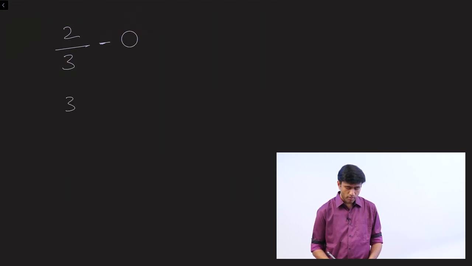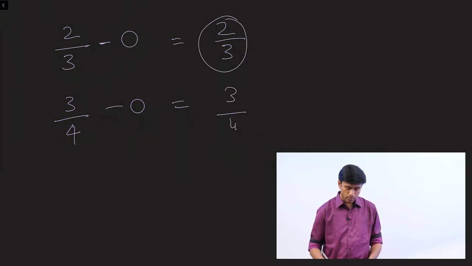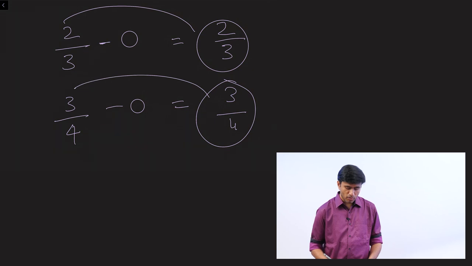Let's take a look at two properties of subtraction. What do you think the answer to this is? 2 by 3 minus 0 or 3 by 4 minus 0. What happens when you remove 0 from the fraction? The answer is the fraction itself. Very good. 3 by 4 minus 0 is 3 by 4. So when 0 is subtracted from a fraction, the answer is the fraction itself.